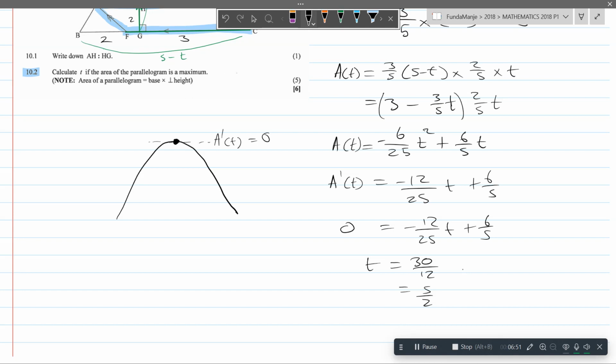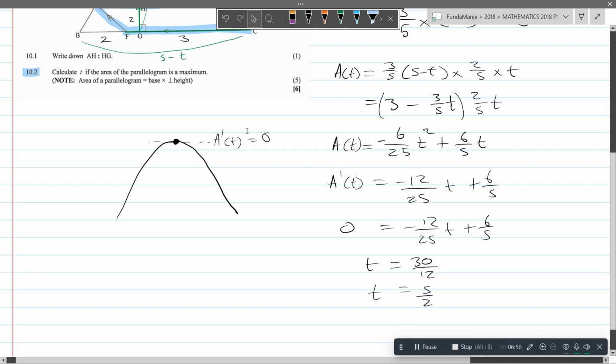You get that. So that is the value of T, and that's what you want: calculate T when the area of the parallelogram is a maximum.